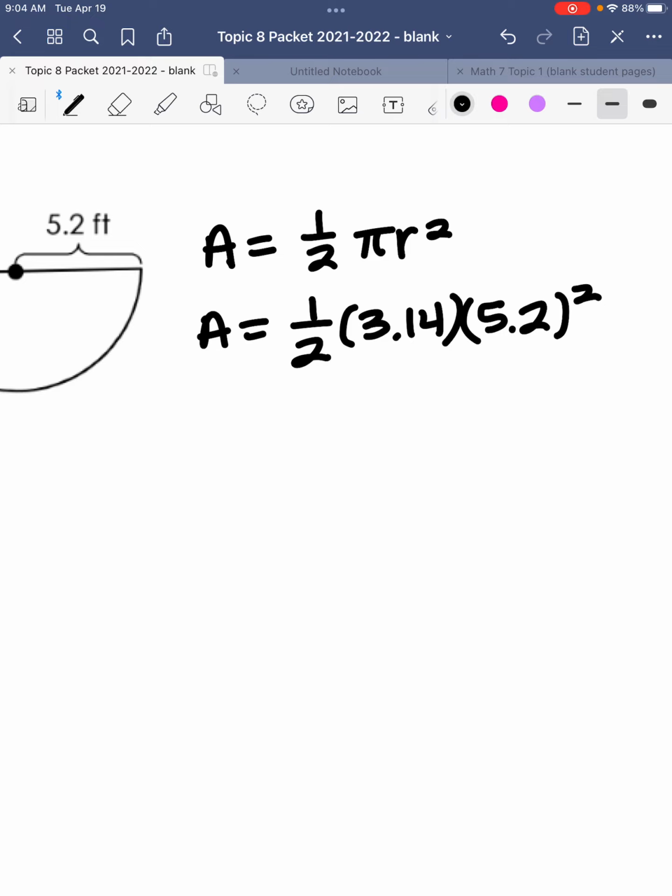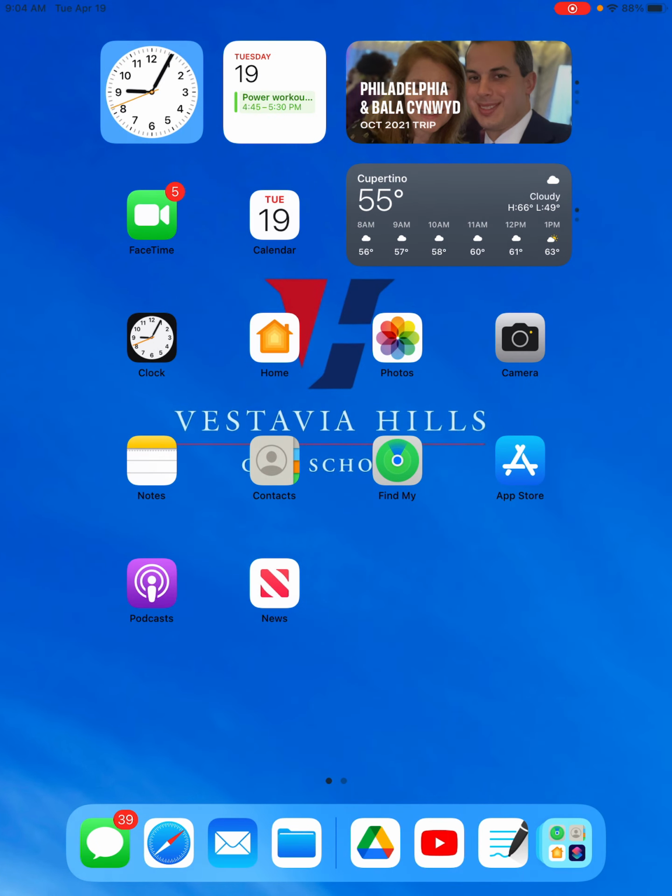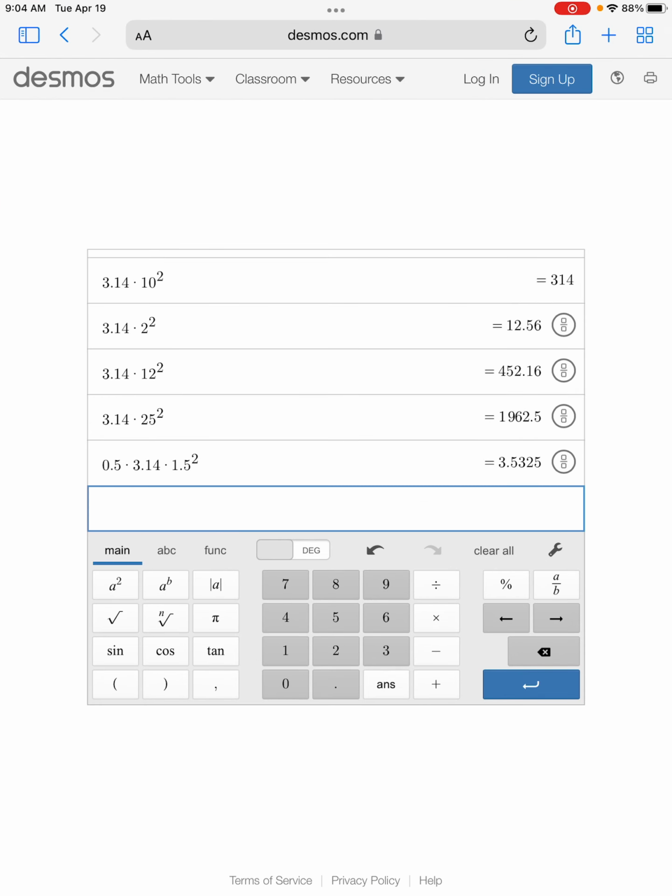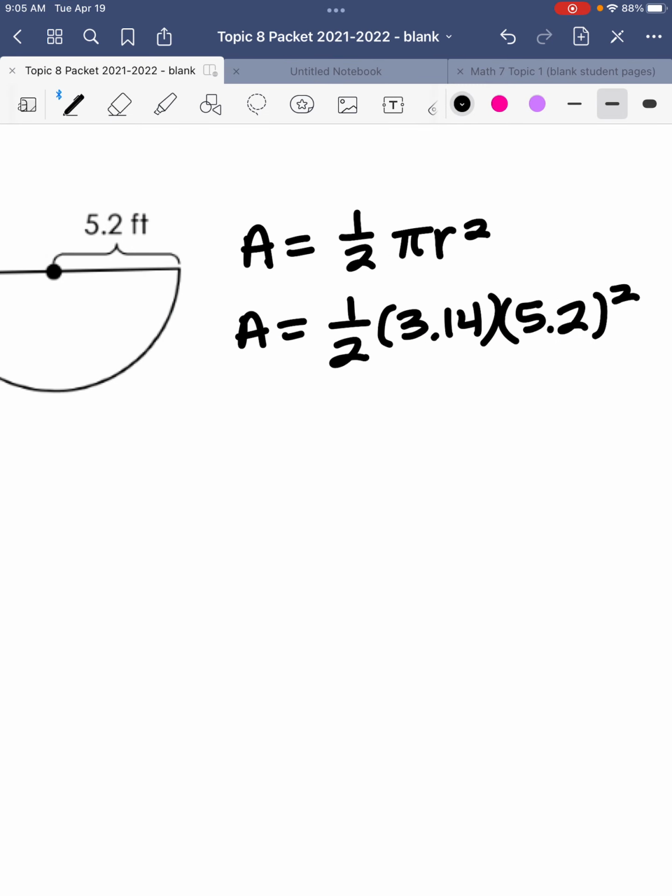So now I'm ready to put this into my calculator. So we're going to use 0.5 for 1/2 times 3.14, that's my pi, times my radius was 5.2, but I have to square that, and I get 42.4528. So area equals 42.4528, and it's feet squared.